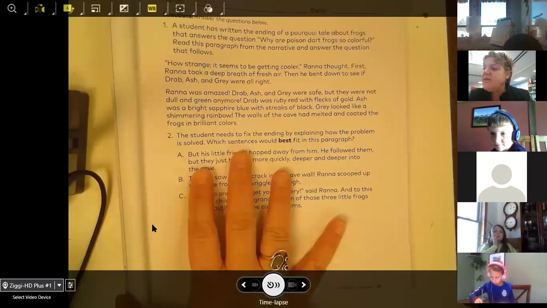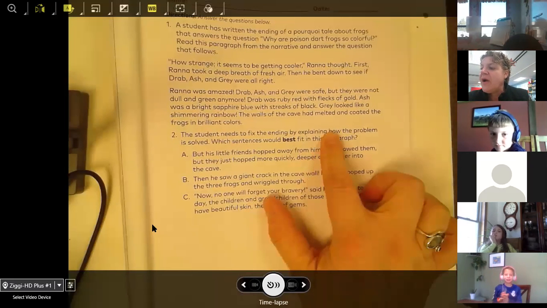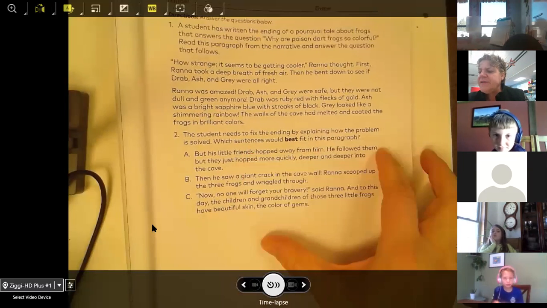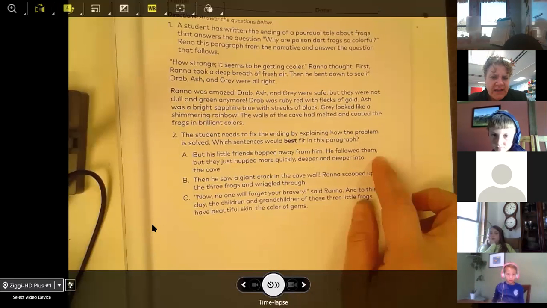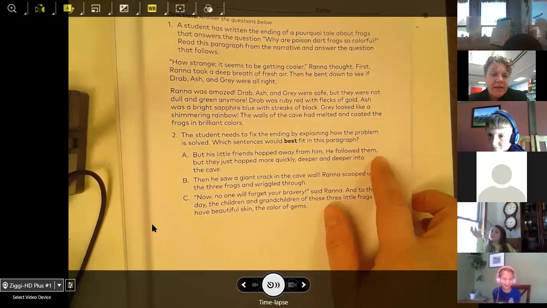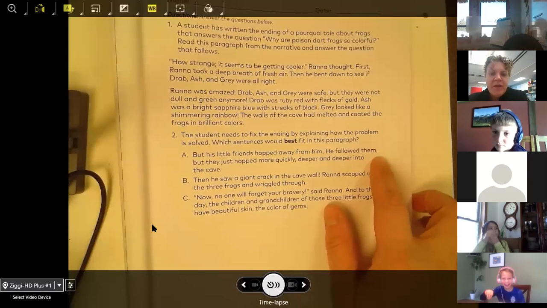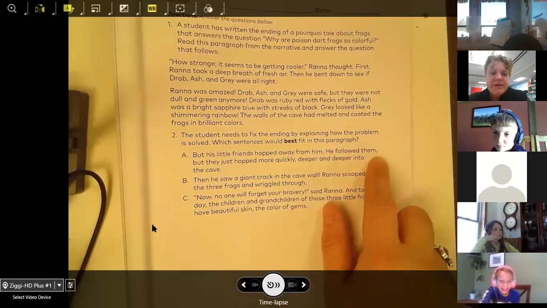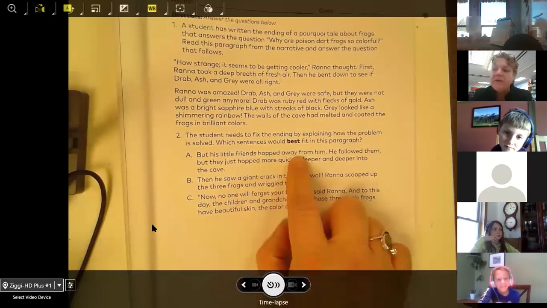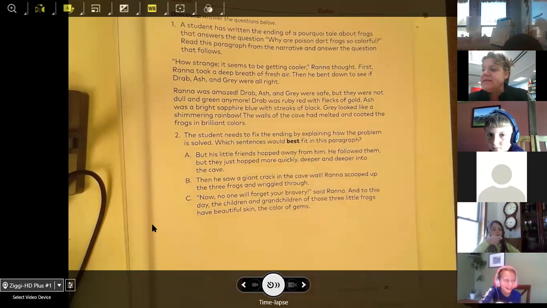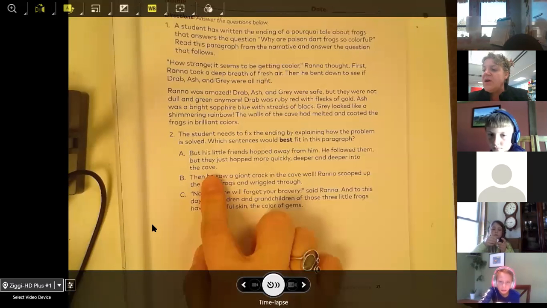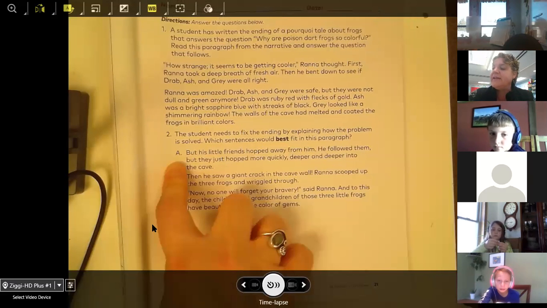So let's think about it. It says would best fit this paragraph explaining how the problem is solved. So if we look at the first one, but his little friends hopped away from him. Is that part of our solution, or is that part of the problem? That's part of the problem, isn't it? Yeah, that's still part of the problem. He followed them. They just hopped more quickly, deeper and deeper to the cave. That one is definitely part of the problem. And we're looking for the ending where the solution is. So it's definitely not A, my friends.